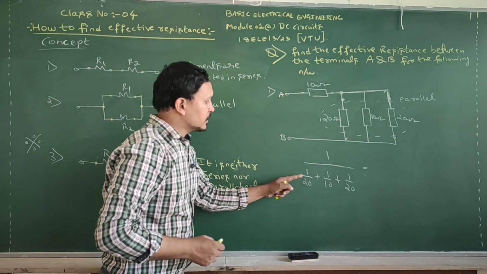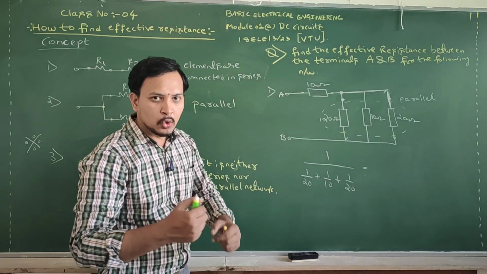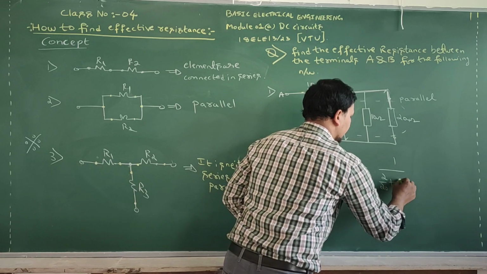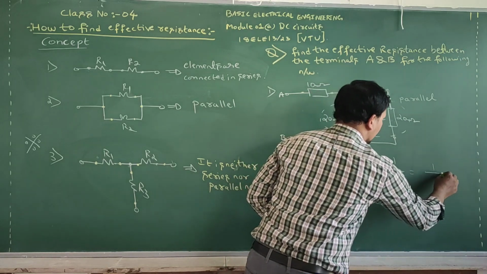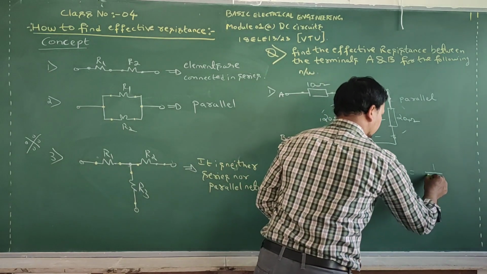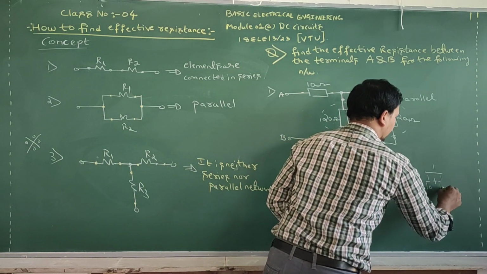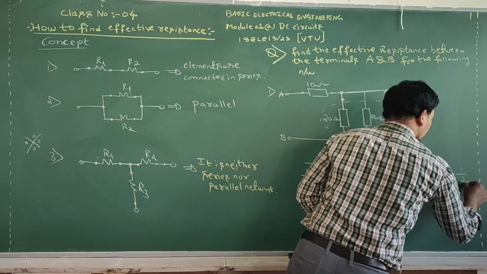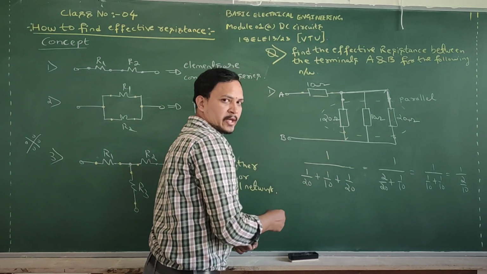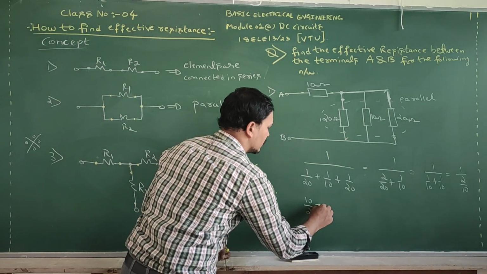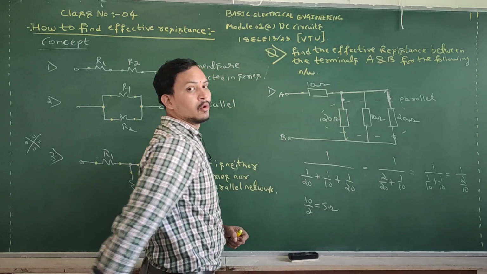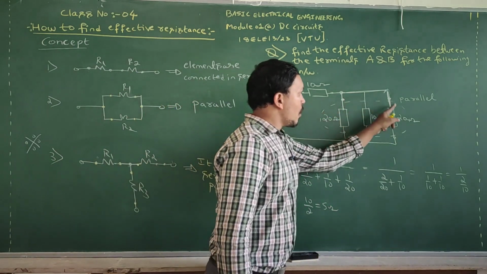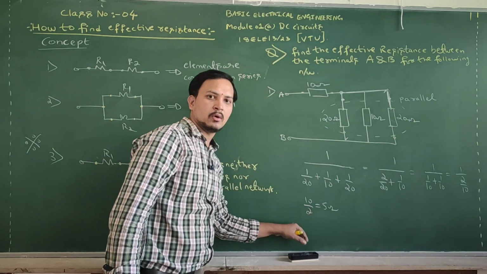Now 1 by 20, 1 by 20. What happens? 2 by 20. So 1 divided by 2 by 20 plus 1 by 10 is equal to, what is 2 by 20? 1 by 10. 1 by 10 plus 1 by 10 is 2 by 10. So what is 1 divided by 2 by 10? 10 by 2, which is 5 ohms. So finally I got this whole network reduced to 5 ohms.